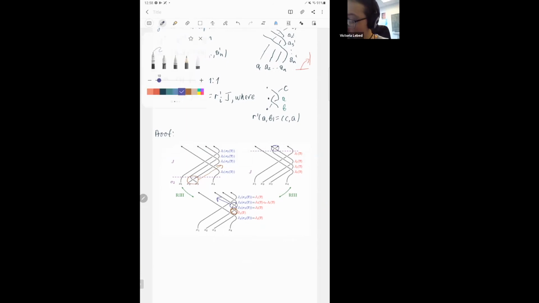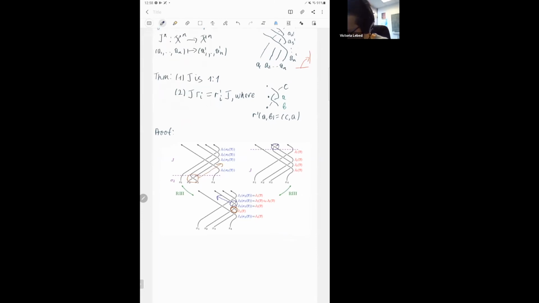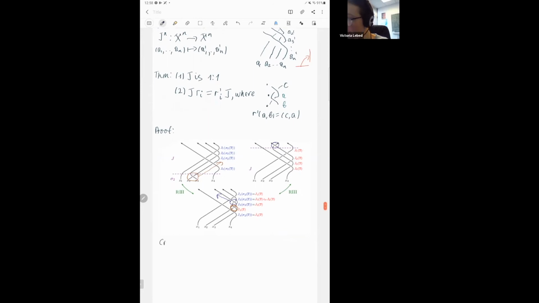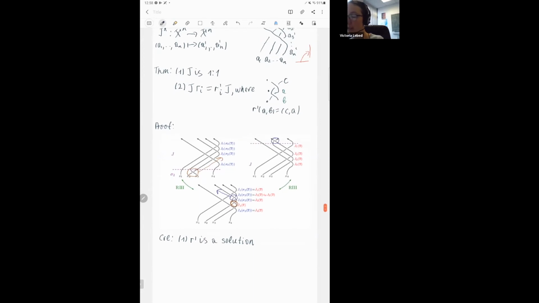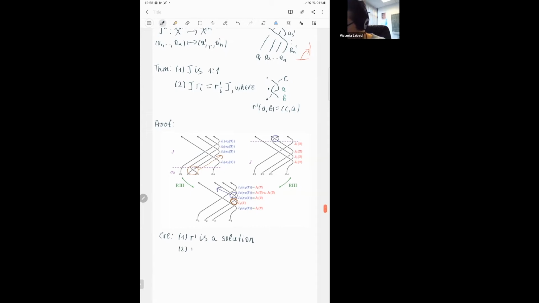This property is everything I need to have quite a lot of nice corollaries. So first of all, it gives me directly that R prime is a solution, because from the construction by a picture, it's not clear at all that it will satisfy any nice properties, but it will be a solution to the Yang-Baxter equation just because your original solution R is, and they are the conjugate of one another.